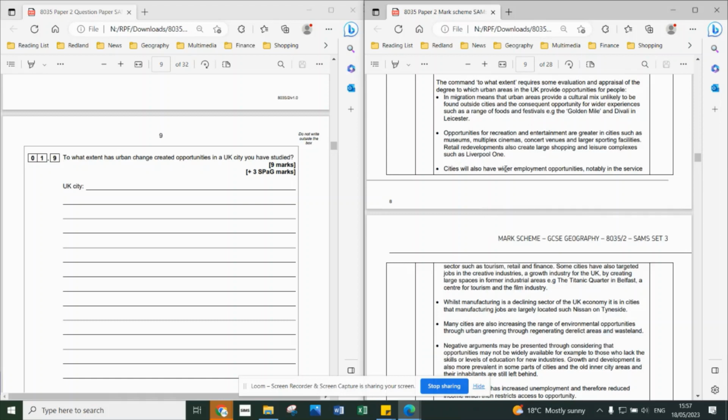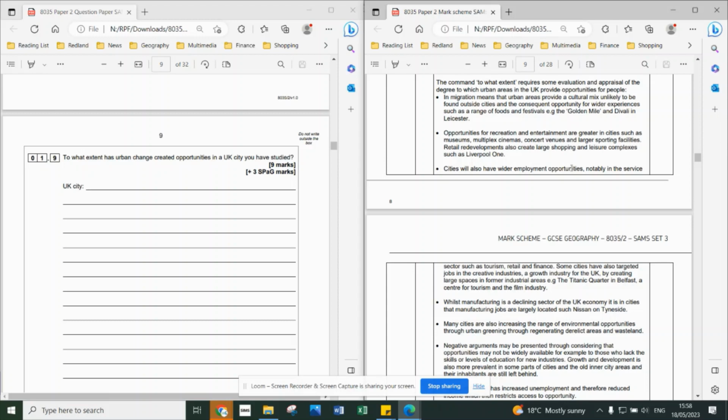Okay, you've also got cities have a wider range of employment, in tertiary and quaternary sectors such as tourism, retail, finance, better quality of life. Bristol is a great example of that. We've got loads of insurance companies, banks. We've got the MOD, we've got Airbus, we've got Rolls-Royce, we've got Aardman Productions that creates Wallace and Gromit. There are some really high-skilled jobs in UK cities.